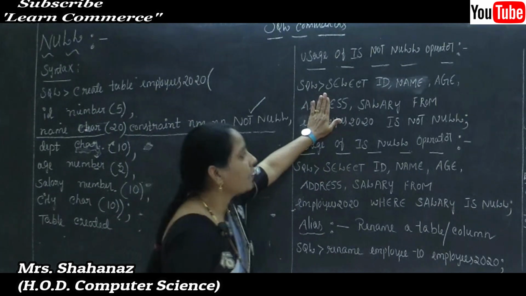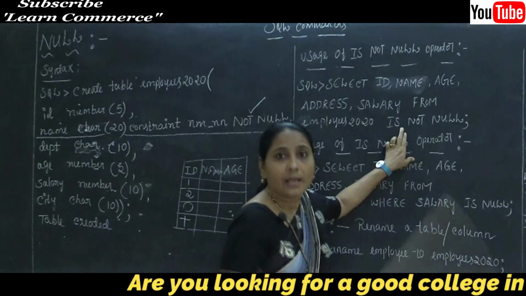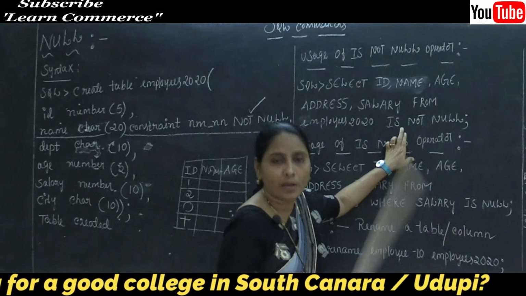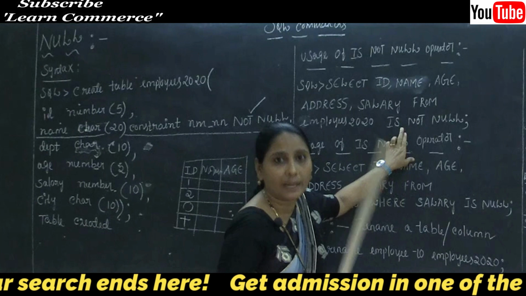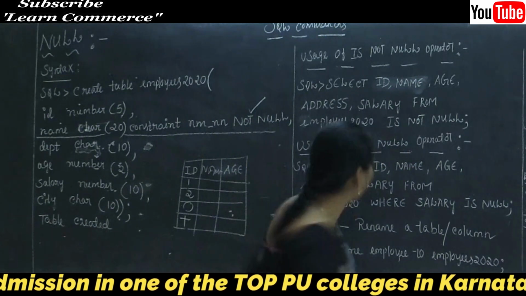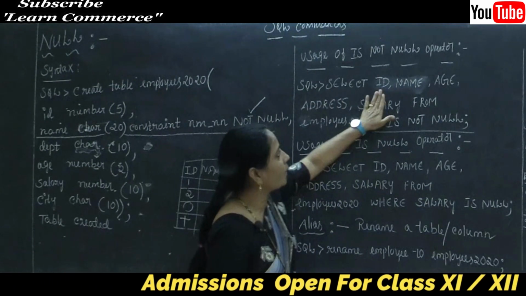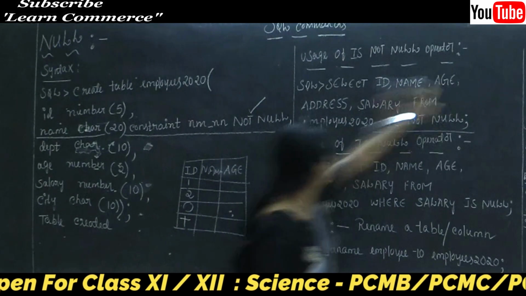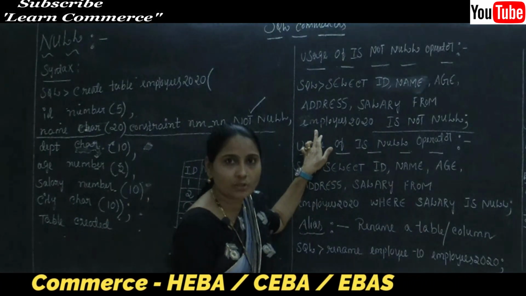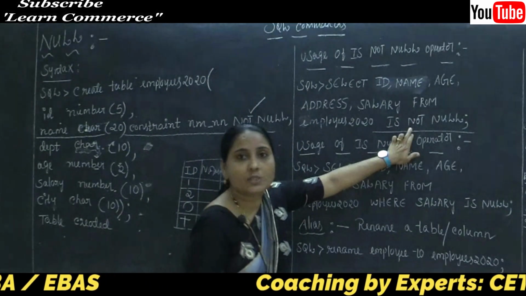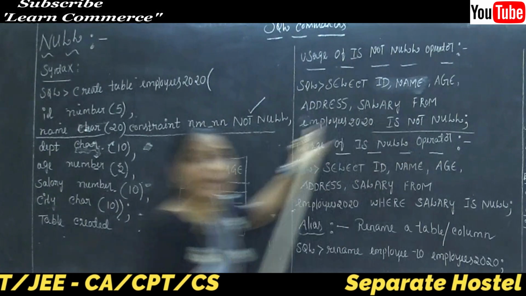In all those columns I used one most important constraint. The constraint is the IS NOT NULL. That means we can say that the column always contains explicit values of a given data type. So this is the most important note. The note is IS NOT NULL. That means many columns are there, maybe the columns are ID, name, age, address, salary from table employees 2020, and the note is IS NOT NULL. That means the column contains some explicit value of a given data type.